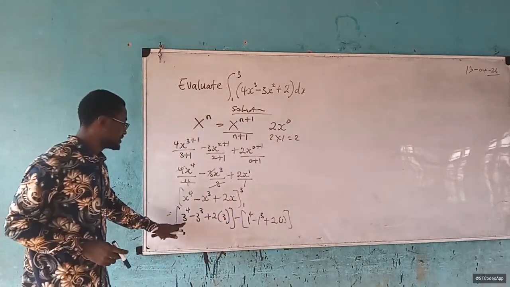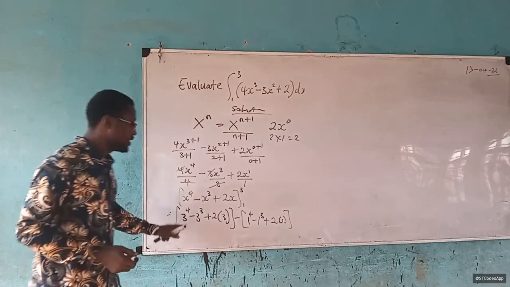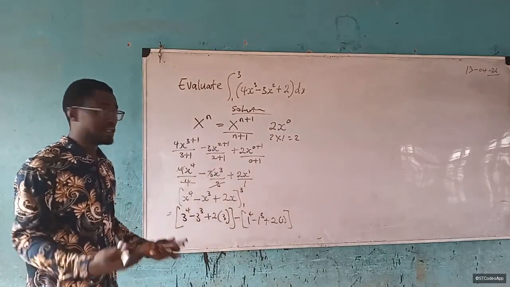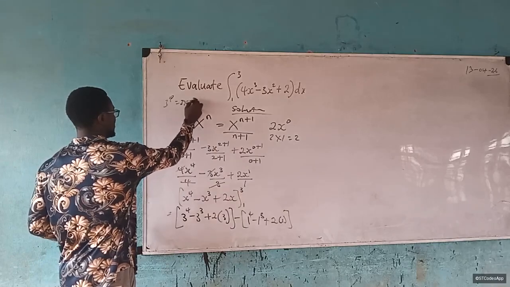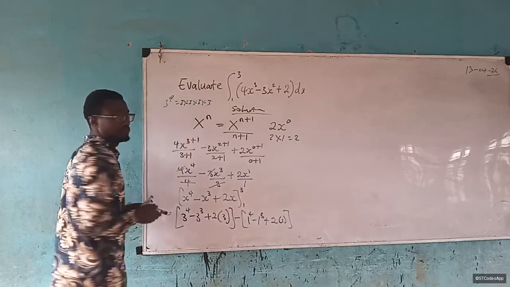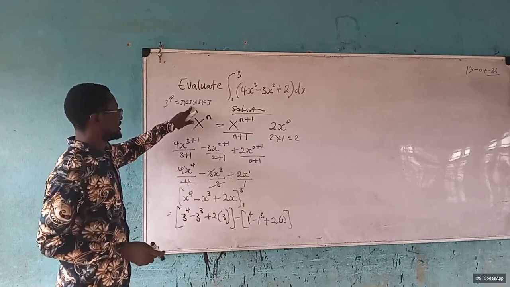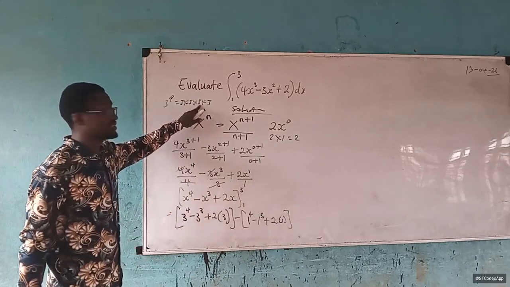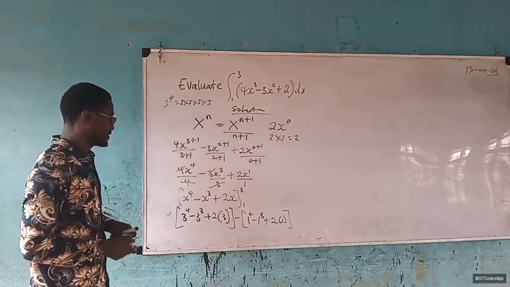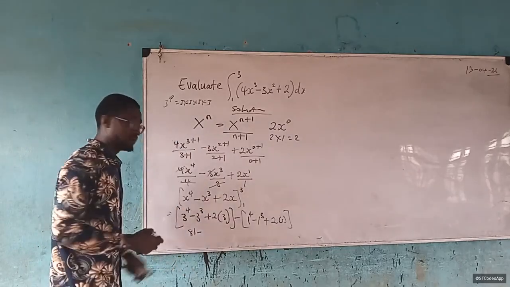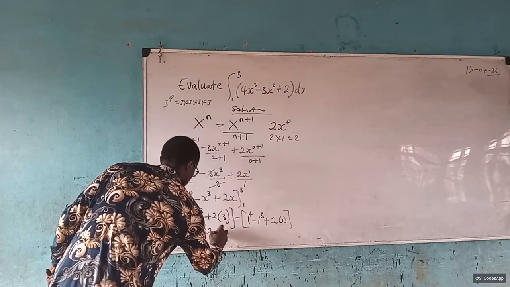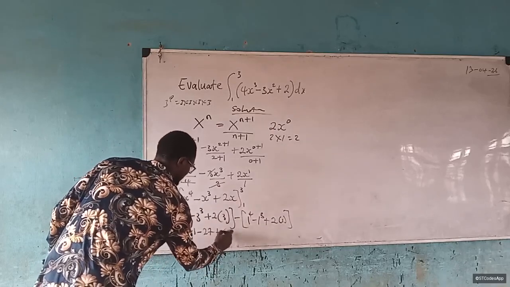Now, if you notice, this is 3 to the power of 4, meaning that 3 multiplies itself in 4 places. Okay? 3 to the power of 4, which is 3 times 3 times 3 times 3. Okay? 3 times 3 is 9. 9 times 3 is 27. 27 times 3 will give us what? 81. So I'm going to have 81 minus 3 to the power of 3, which is 27, plus 2 times 3, that is 6.